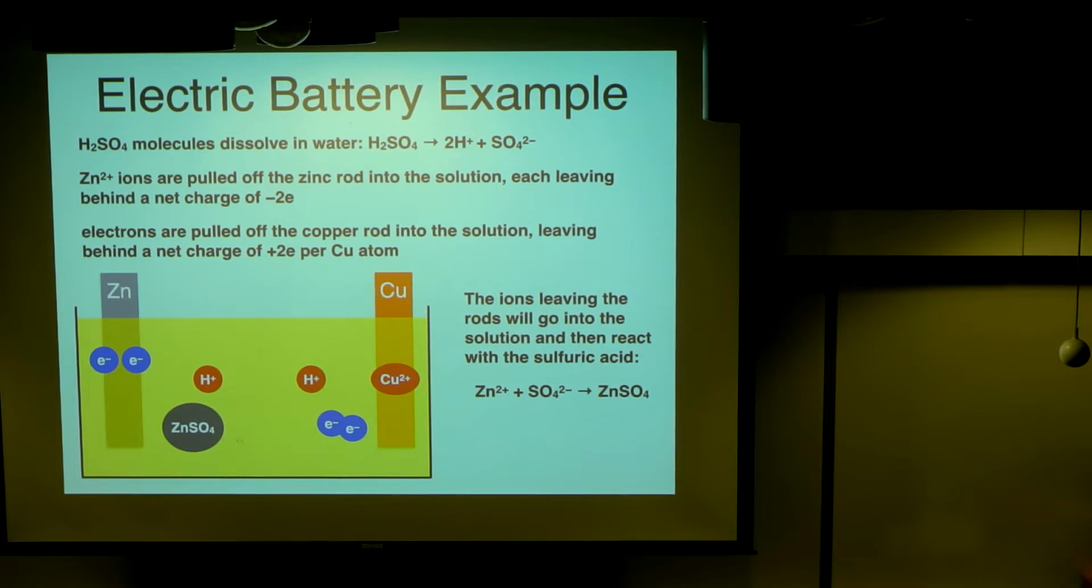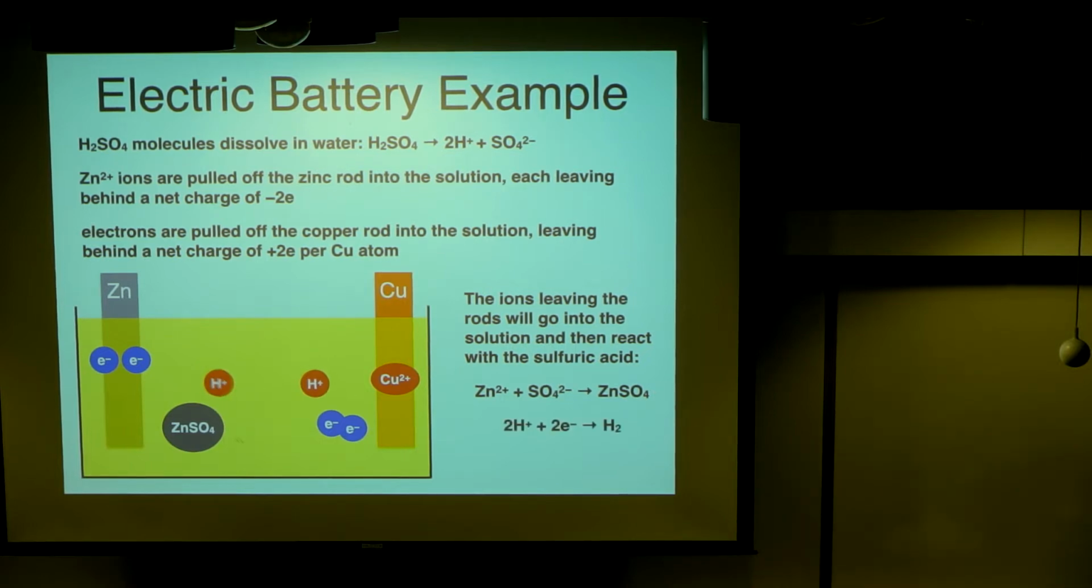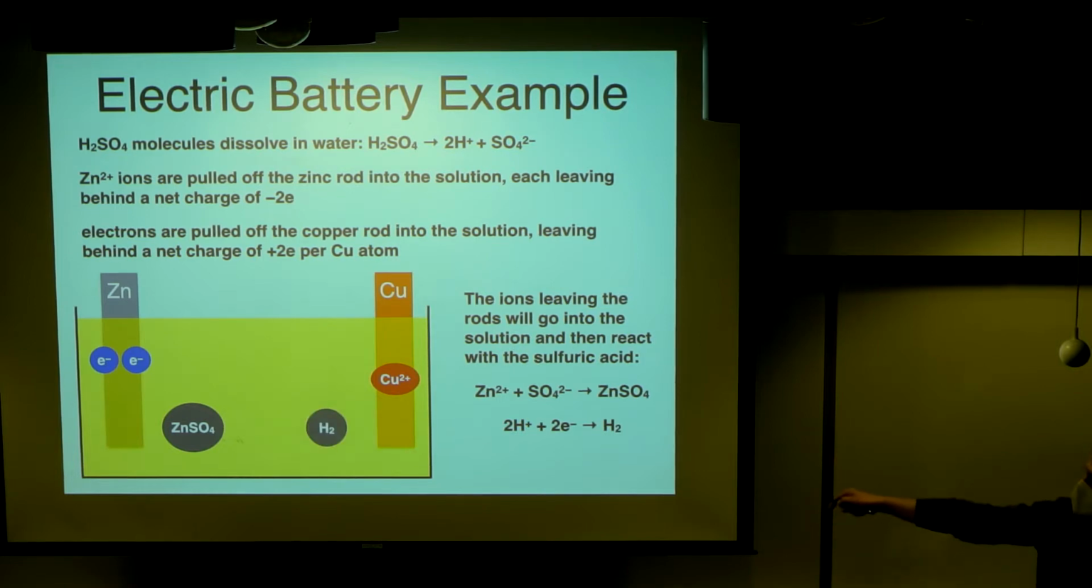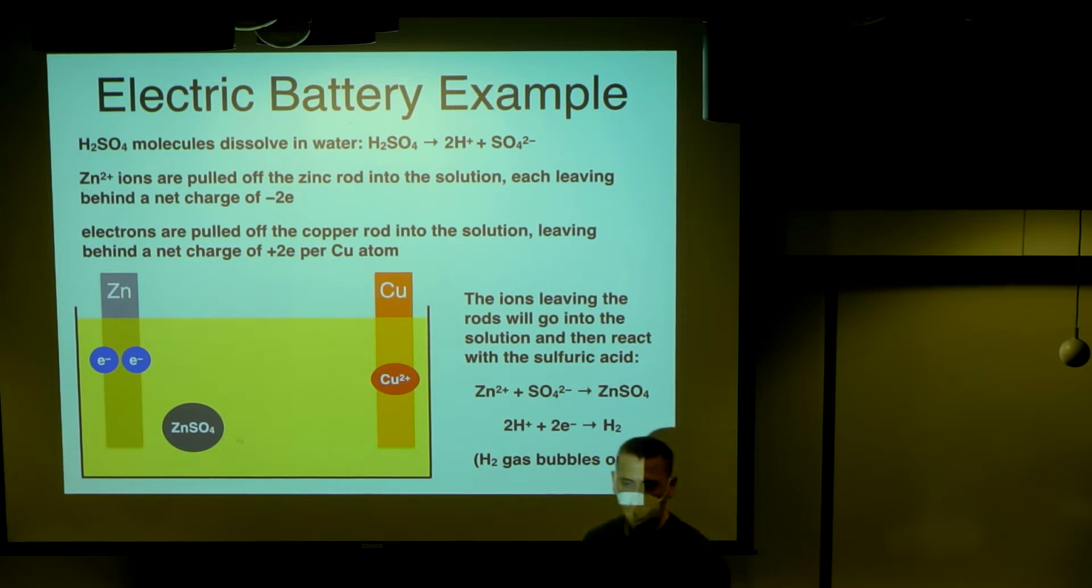Actually, let me give you this one first. The positive zinc ion and the negative SO4 ion, those tend to group together to form ZnSO4. This is a neutral molecule. And then the two hydrogen ions and the electrons tend to group up together to form H2, which is a gas that just bubbles out of the solution. Okay? So that's kind of a long chain of events. There are a lot of different chemical reactions that are occurring there, but here's the end result of that.